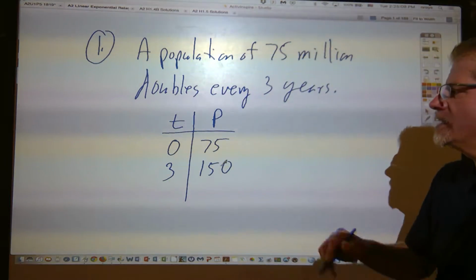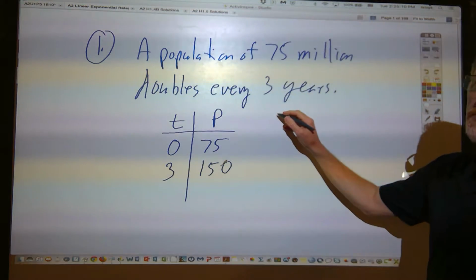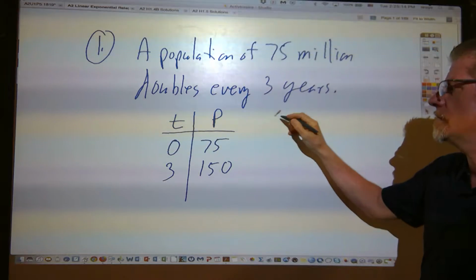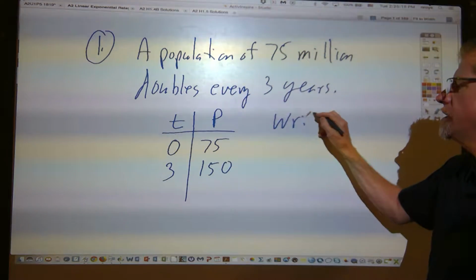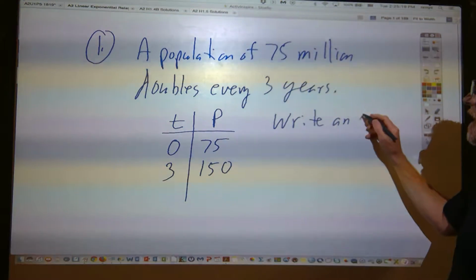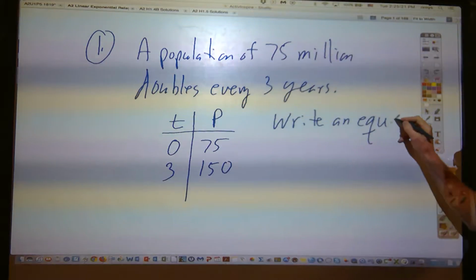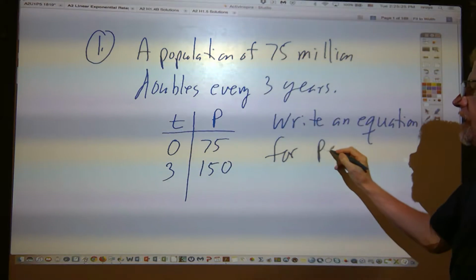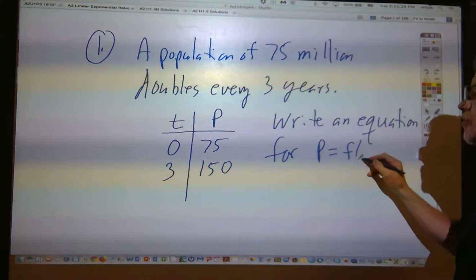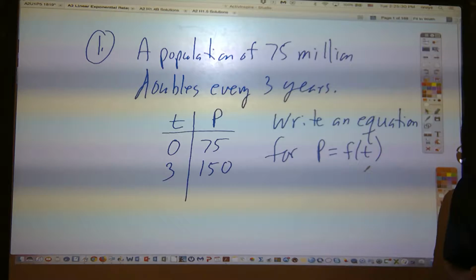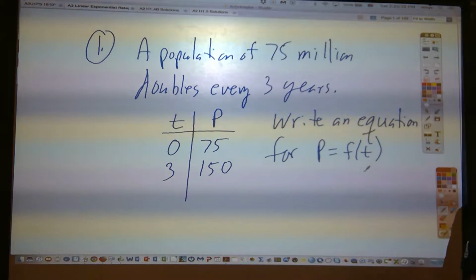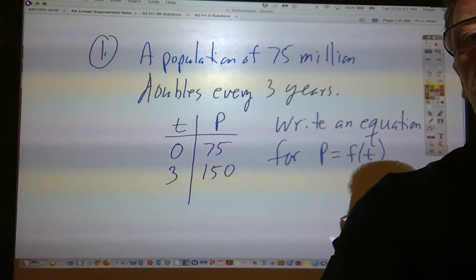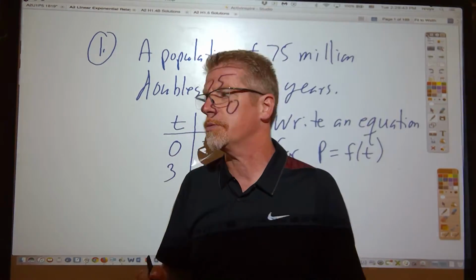Would you please write a model for the population as a function of time? An algebraic model. So basically what I want you to do now is write an equation for P as a function of time. You may begin. I'm going to pause the camera, then we'll come back. And welcome back. Okay, you've had a chance to work on this.